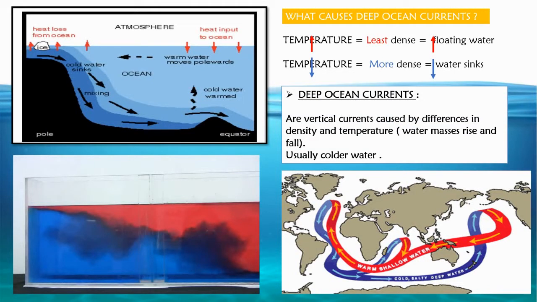They are basically caused by the differences in temperature and density, and these deep ocean currents are usually colder water. You can observe in the first picture, students, differences in the water density resulting from the variability of water temperature, that is thermo, and salinity, that is the haline, also cause ocean currents.